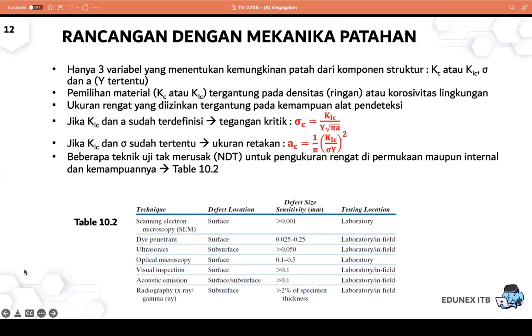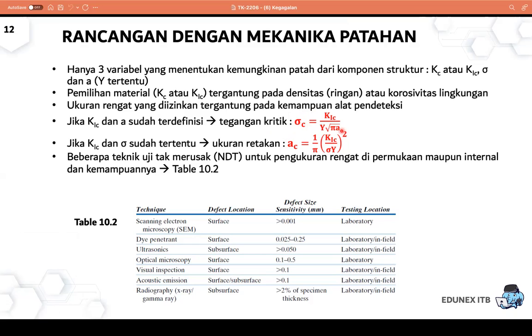Okay, so that means if you apply a stress that's higher than the critical stress, then it is probable that the crack there will propagate, akan menjalar, and later on will cause a failure.